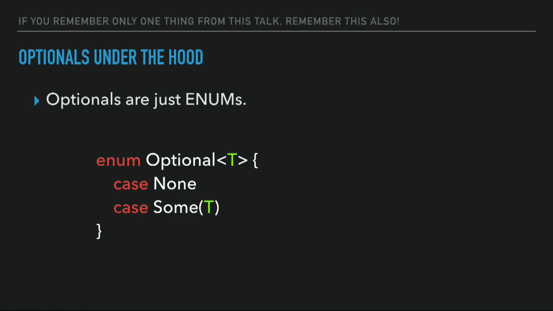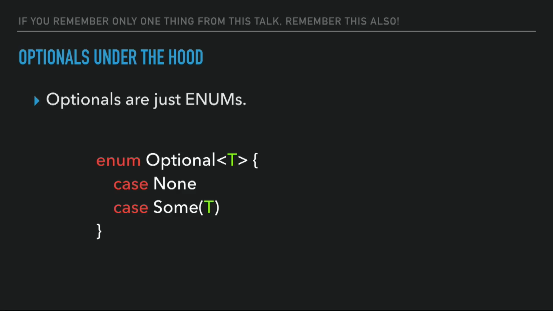As a matter of fact, this is a simplified description of what an optional is. An optional is an enum that takes some generic type. They call it T, you could call it whatever. Actually, I think in the true interface it's called Wrapped, so the generic type is called Wrapped. You have exactly two cases. None, which, gee, I wonder what that represents. And some, which means I have a value, and that value is of type T.